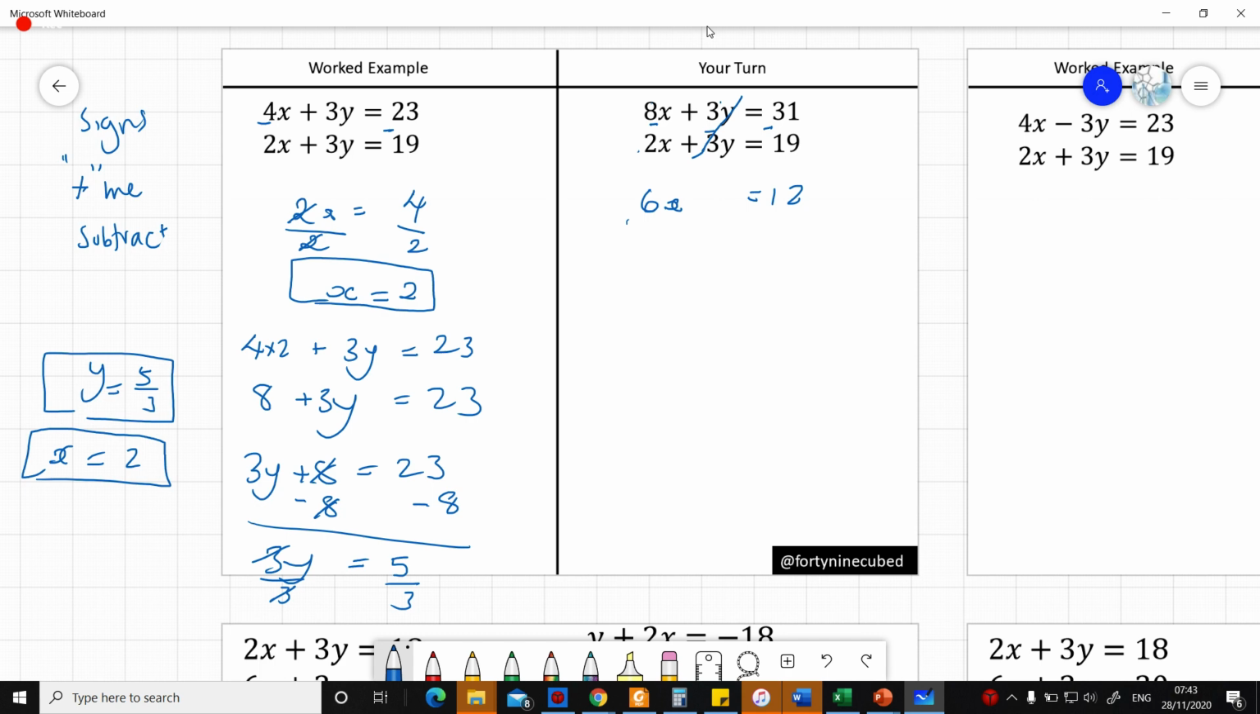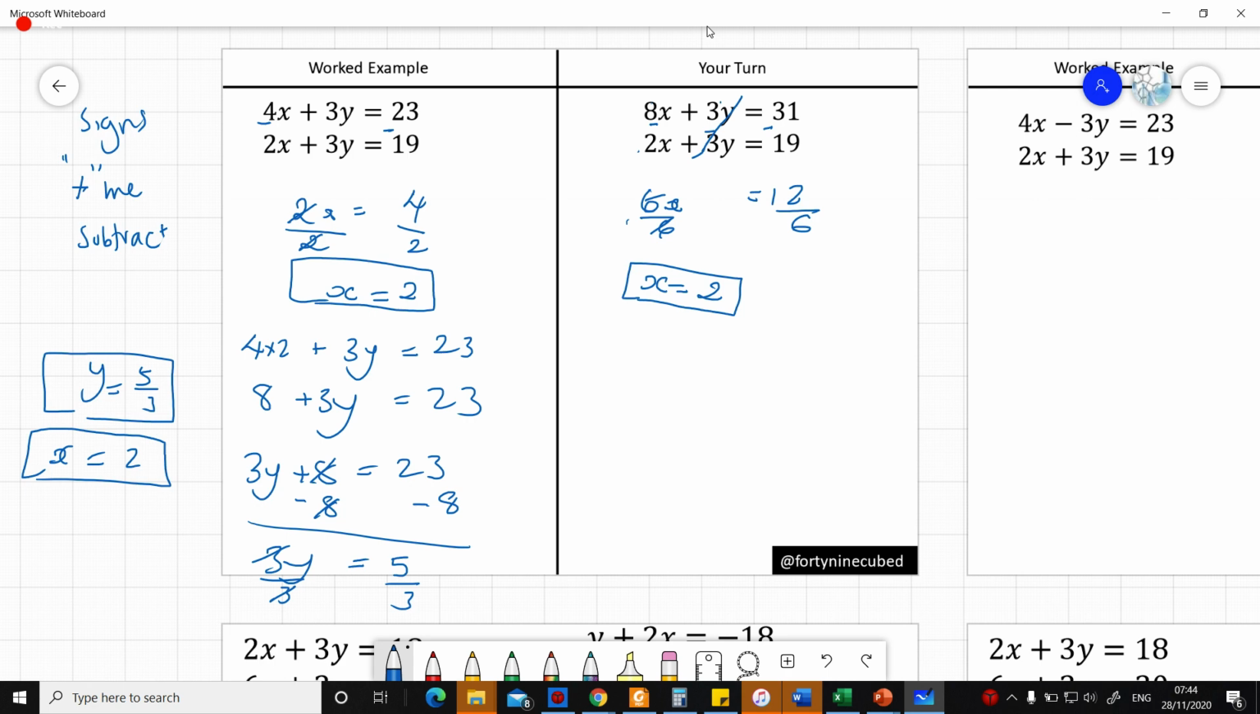Now we have 6x equals 12. The inverse of times by 6 is to divide by 6. So that 6 cancels out with that 6. We're left with x is equal to 12 divided by 6, which is equal to 2. Put a box around the x.